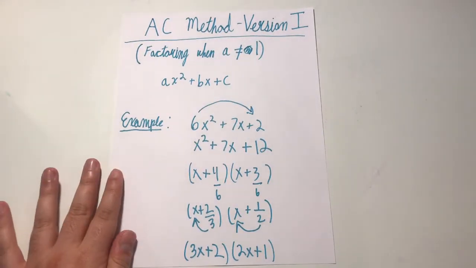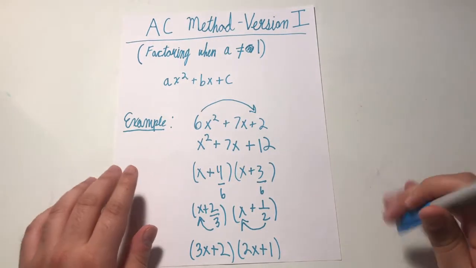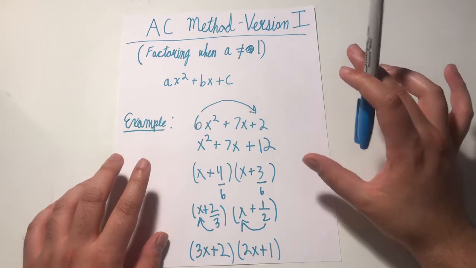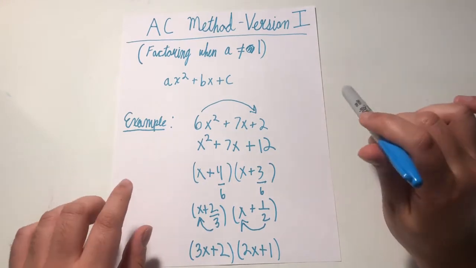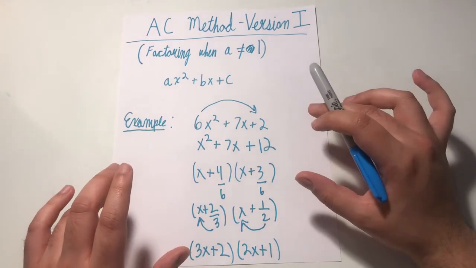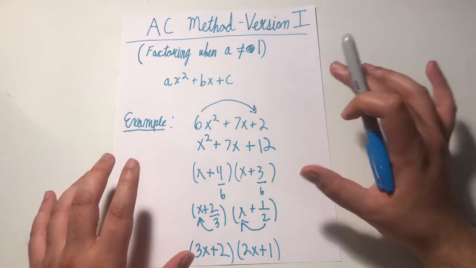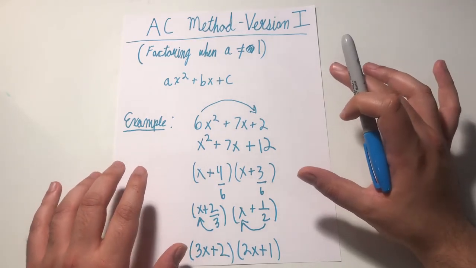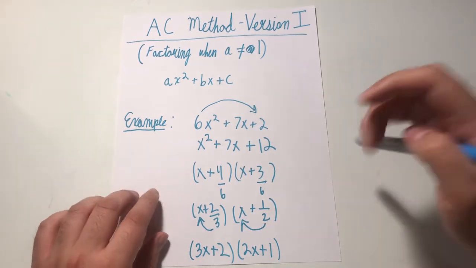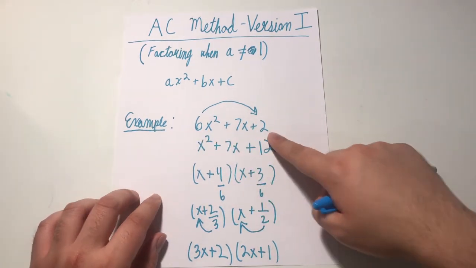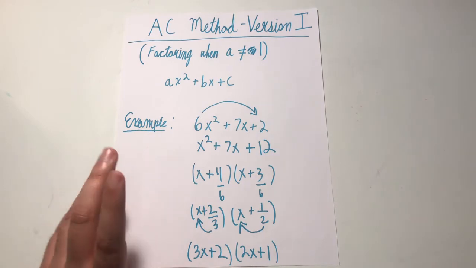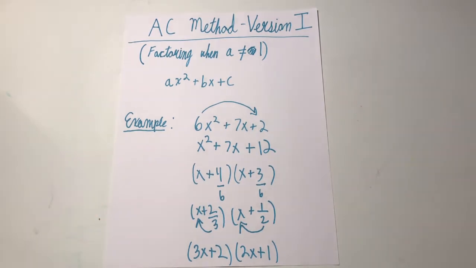Just one thing I wanted to add before we actually get into examples is the very first step you should take. I skipped this because it wasn't necessary in this particular example, but you want to factor out the common term before you actually do the AC method. So if there was a common term in all of these, you want to do the GCF method first and then do the AC method. And that's true for both versions, both version 1 and 2.